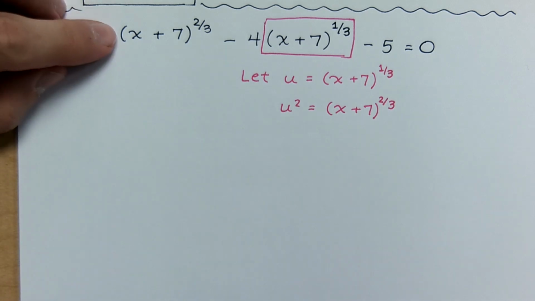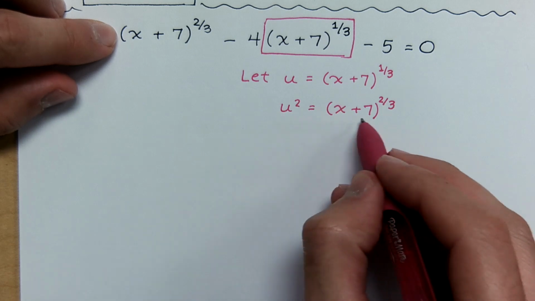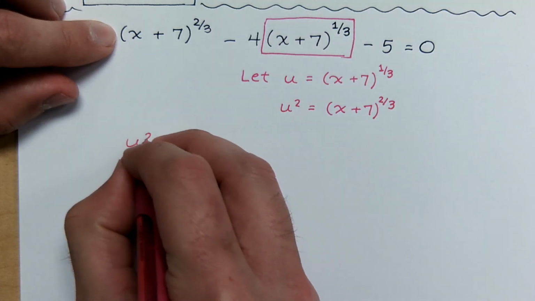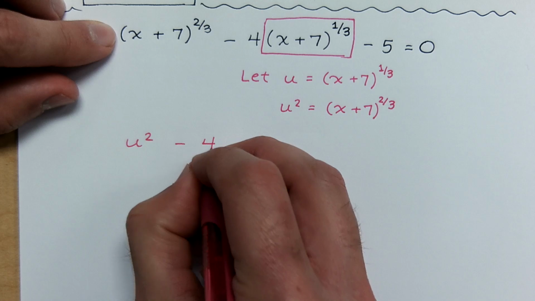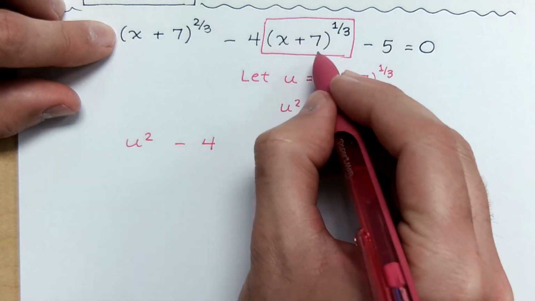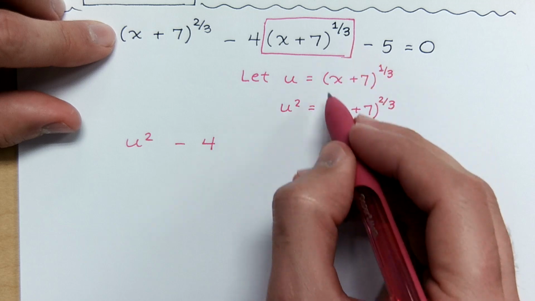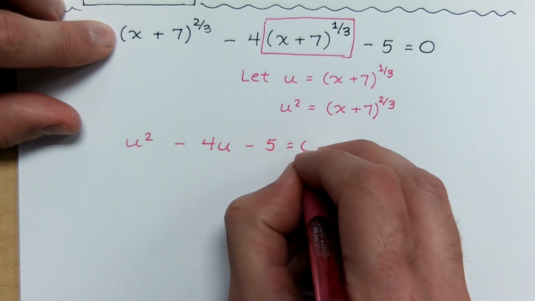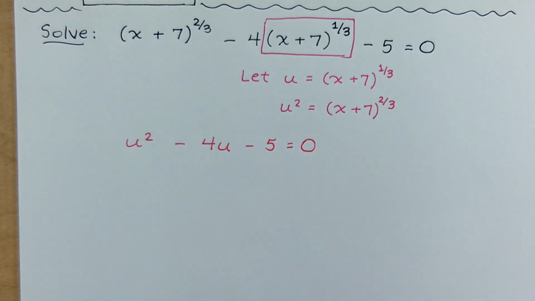So how would you rewrite (x plus 7) to the 2/3? Based on our substitutions, you're substituting that with what? That's your u squared, right? Because that's the guy that's double the power of this one. So you're going to say that this is u squared, minus 4 times (x plus 7) to the 1/3, which gets rewritten as u, and then minus 5 is equal to 0. I'm using a different colored pen here to keep in mind that I'm not dealing with the original equation right now. I'm dealing with something that's analogous to that, but not exactly the same.